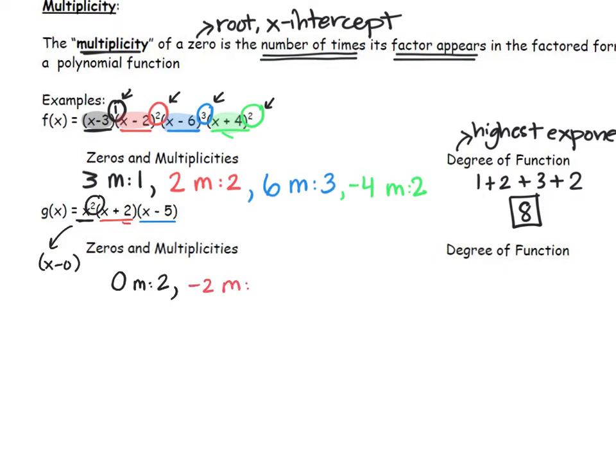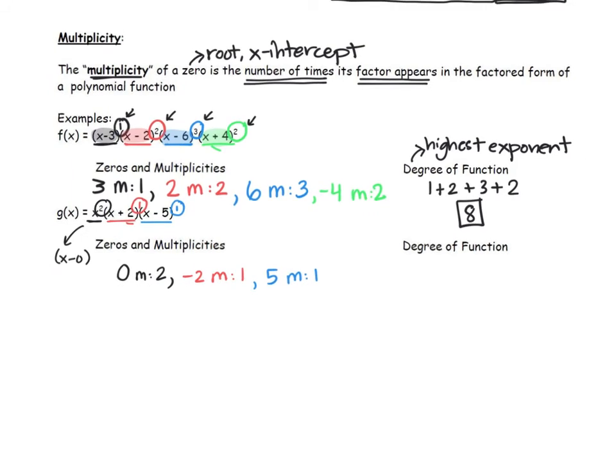The next zero is negative 2. And negative 2 has a multiplicity. Let's look at the exponent. There isn't one. That means that it's a 1. It has a multiplicity of 1. It appears 1 time. And then the last zero is positive 5 because the factor is x minus 5. It does not have an exponent, which means it has a multiplicity of 1. All right, the degree of the function is all of those multiplicities added up. 2 plus 1 plus 1. So that's a degree of 4.